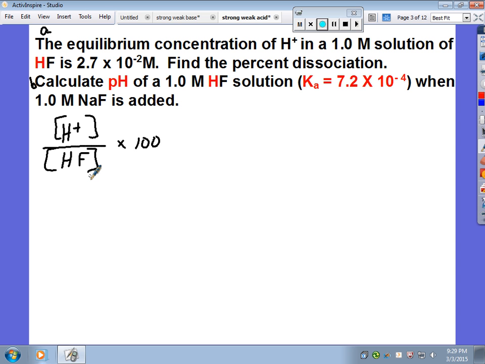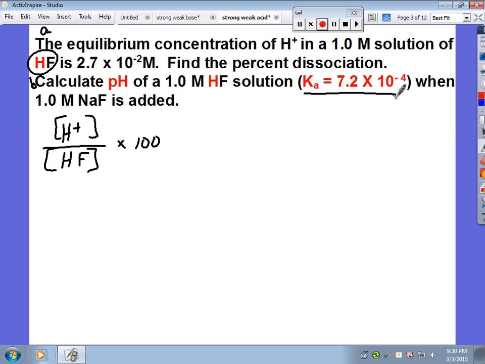Okay, so the first part of this assumes that you've already done an ICE problem. And we actually did this in the weak acid, strong acid podcast. So an ICE problem was done, and how do you know that? Because this is a weak acid, right? It has an equilibrium concentration. It gives you a Ka later in the problem, so you know it's a weak acid.